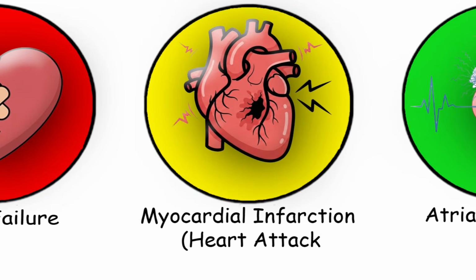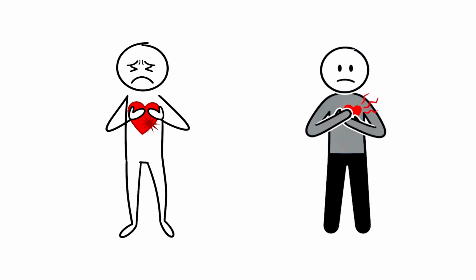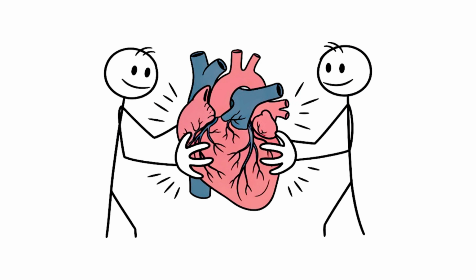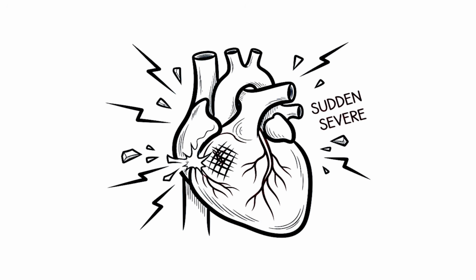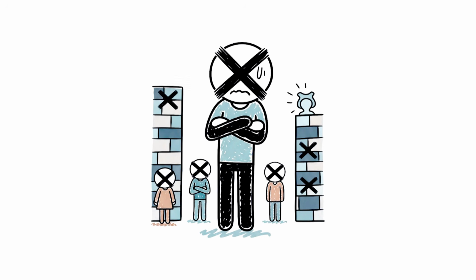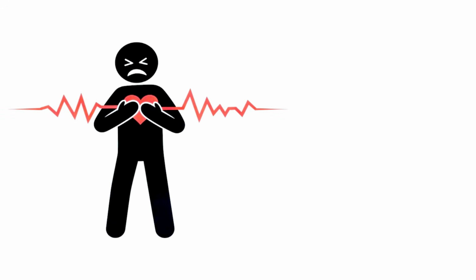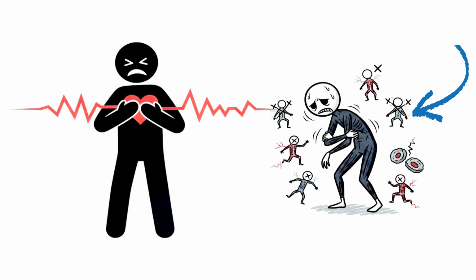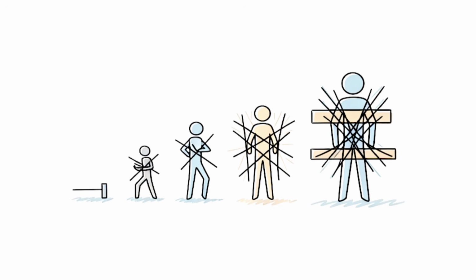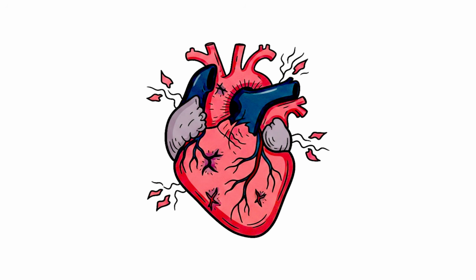A myocardial infarction, commonly known as a heart attack, occurs when blood flow to a portion of the heart muscle is suddenly and severely reduced or completely blocked. This interruption prevents oxygen from reaching heart tissue, causing muscle cells to begin dying within minutes. The longer the blockage lasts, the greater the permanent damage to the heart.